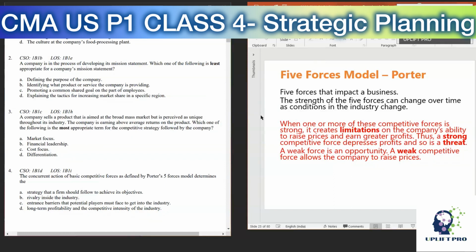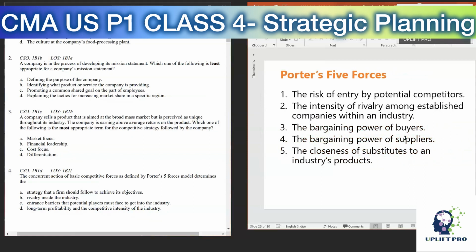So that's the definition of the 5 forces. Okay, read this line. When one or more of these competitive forces is strong, it creates limitation on the company's ability to raise prices and earn greater profits. Okay. So what is the link between these 5 forces and the profits? Vijay, keep your mic unmuted. What do you think is the link between these 5 forces and profitability?